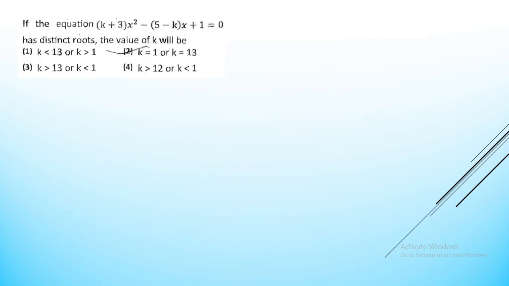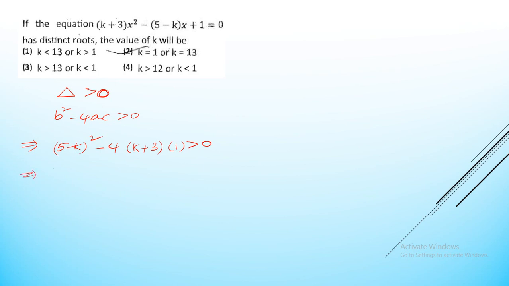Next, moving on to one more question. So what he has given: k plus 3 into x square minus of 5 minus k into x plus 1 is equal to 0 has distinct roots. So distinct roots means delta should be greater than 0. So delta is nothing but b square minus 4ac is greater than 0. So when I substitute the values, what is b here? So b is nothing but minus of 5 minus k. Directly I can take 5 minus k whole square, because whole square. So minus 4 into a is k plus 3 into c is 1 is greater than 0.